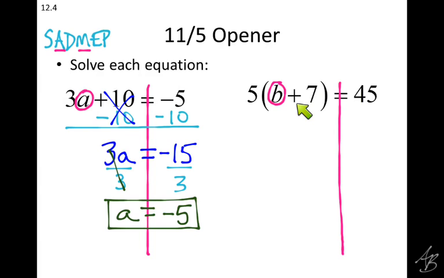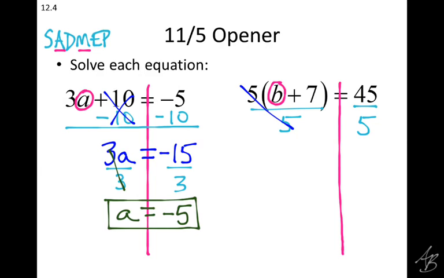No. Why not? It is addition, but it's addition that's inside of parentheses. So we're not looking at the addition here, but we're actually looking at the parentheses, right? So that's the last thing we're going to get rid of. We need to get rid of that 5 first. And how are we going to do that? Divide by 5. So we divide by 5 on the left, divide by 5 on the right.